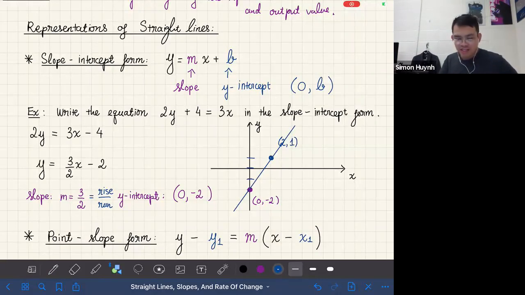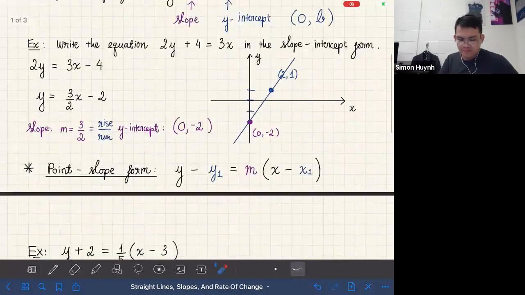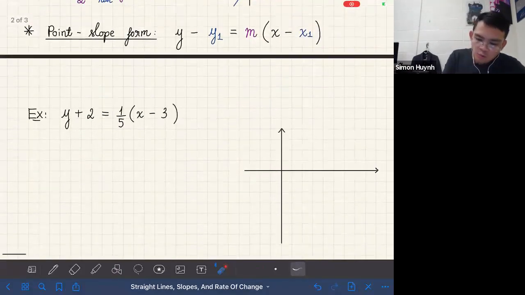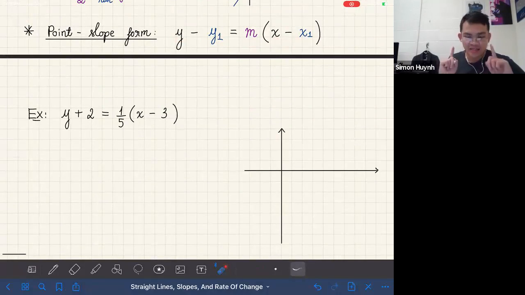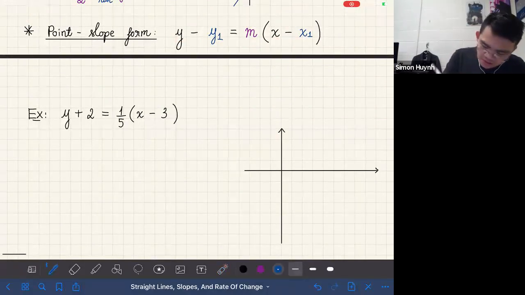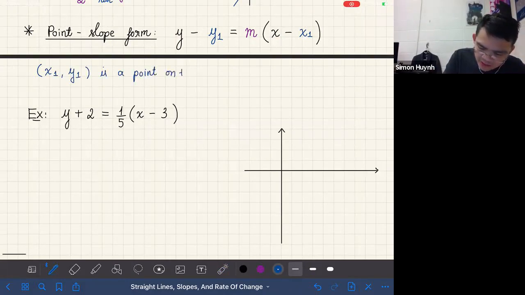Good. So let's start looking at the second form of a linear equation. This form we call the point slope form, and it is y minus y1 equals the slope m times x minus x1. And here the point x1, y1 is a point on the linear function.